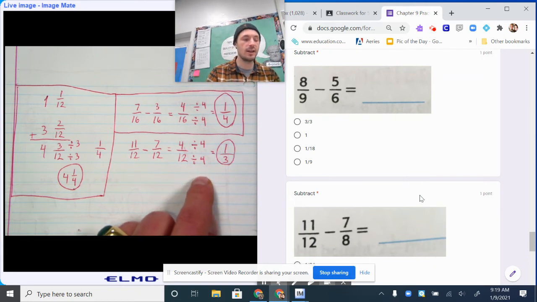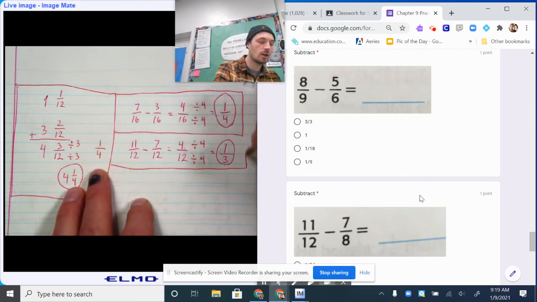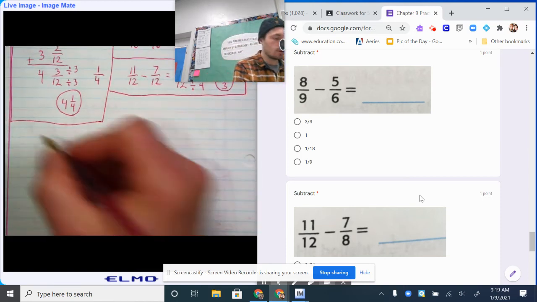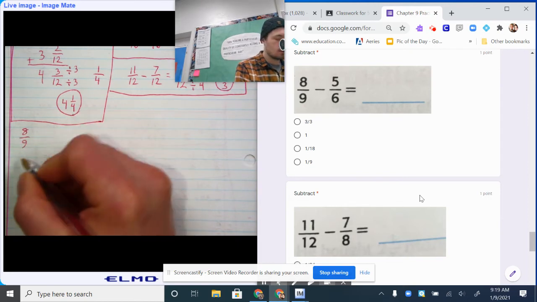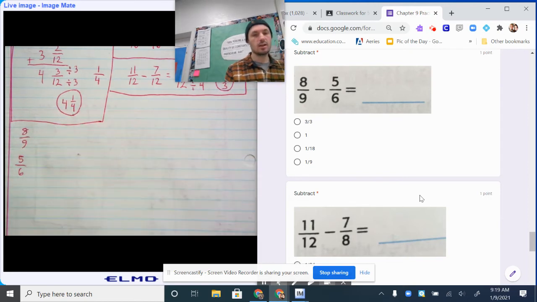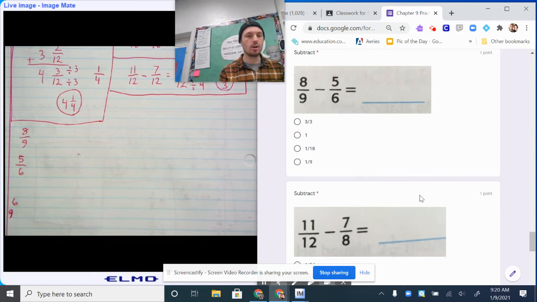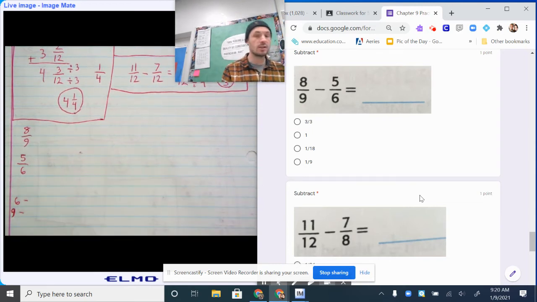Okay, now I have a subtraction problem where the fractions have different denominators. So I'm going to stack this one. 8/9 minus 5/6 because I know I'm going to have to make these into like fractions. So I'm going to have to find the least common multiple so I can use it as a common denominator. So I'm going to count by 6s and I'm going to count by 9s until I find the smallest number that's in both lists, or until I find a number in both lists, because the first one I find will be the smallest one.